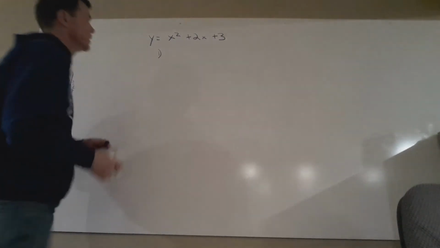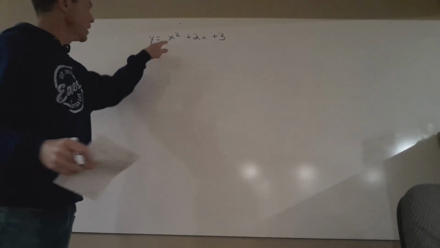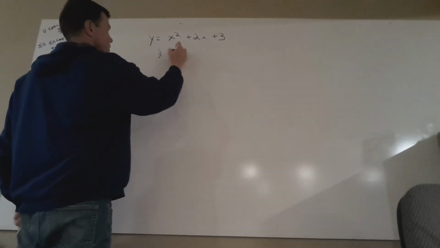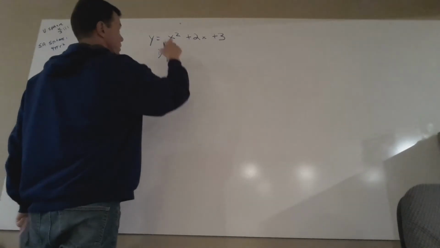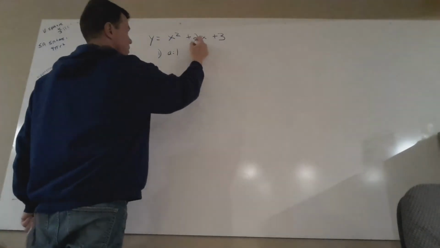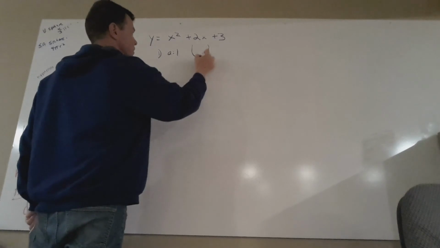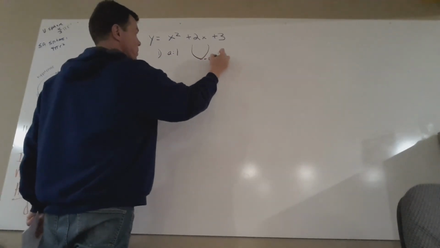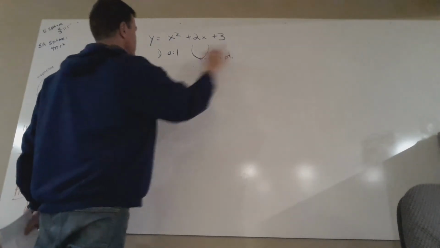Okay, first thing, what is our A value? A value is going to be positive. A equals positive 1. So that's positive. We are going to have the U shape, and our vertex here is a minimum point.